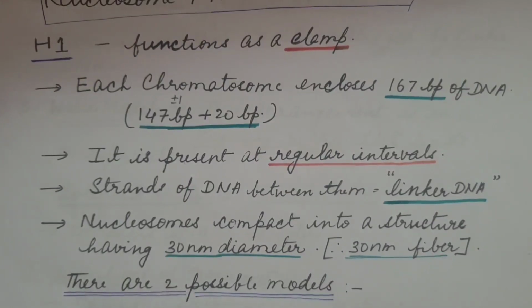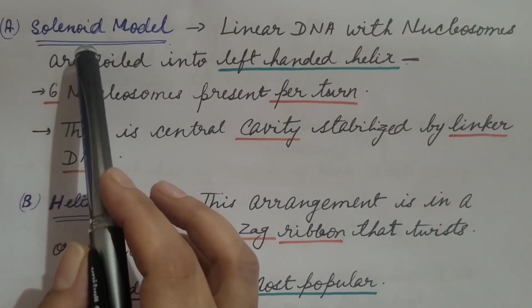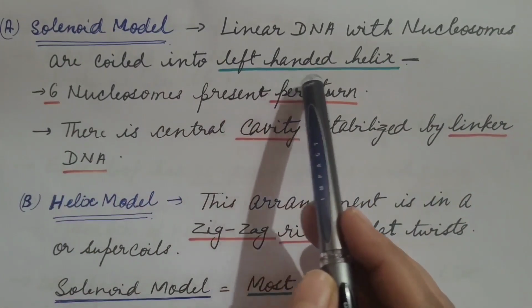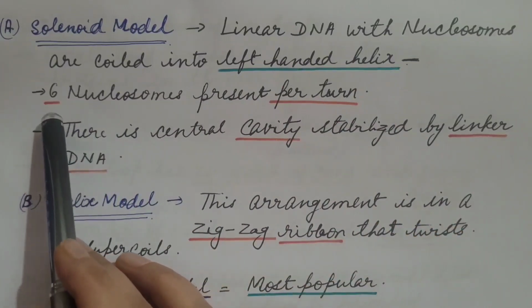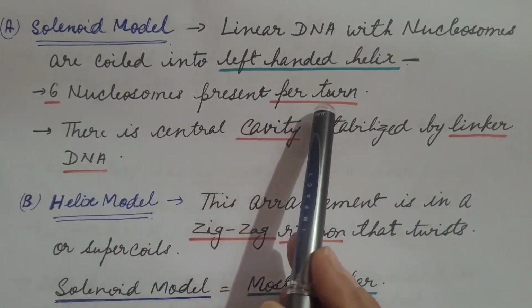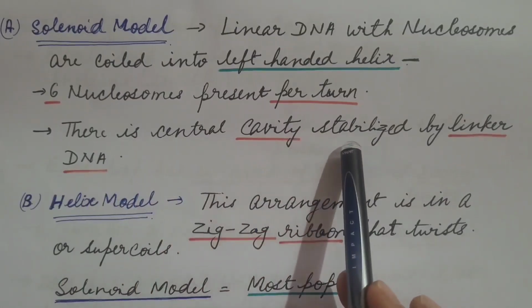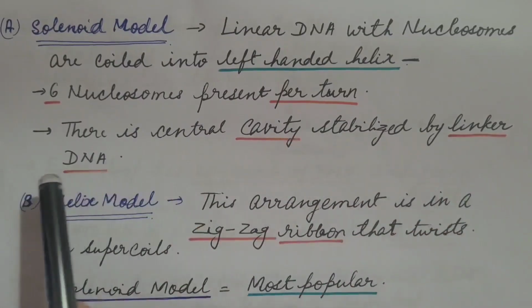There are 2 possible models of compaction at this level. First is the solenoid model. Linear DNA with nucleosomes are coiled into left-handed helix. 6 nucleosomes are present per turn. There is central cavity that is stabilized by linker DNA.